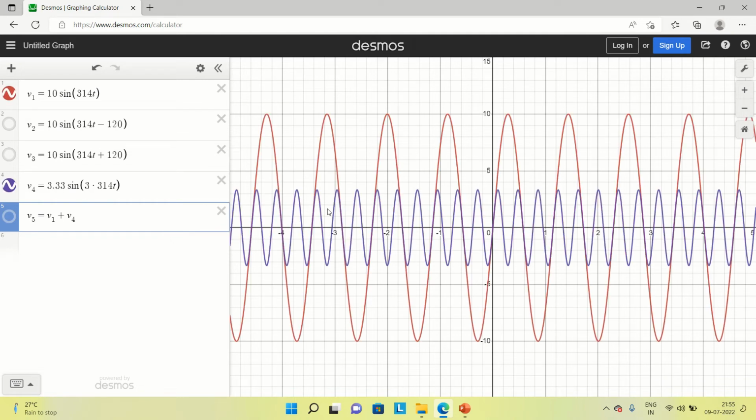My third harmonic signal magnitude is 3 times lesser than my original waveform, and in terms of time period or frequency of oscillation, 3 times greater. That is what the 3 is multiplied here. So instead of 50 Hz, you may get 150 Hz. So have a look at this waveform.